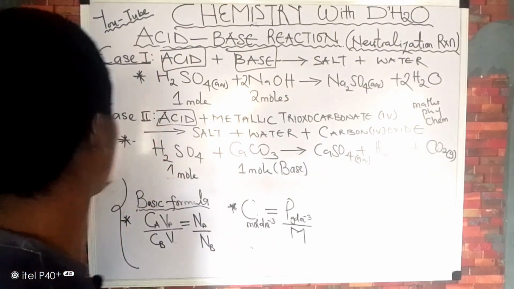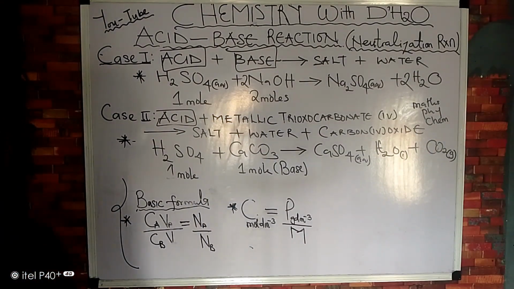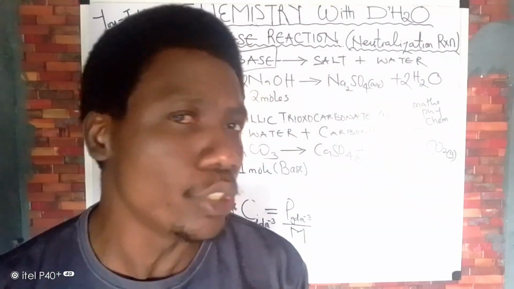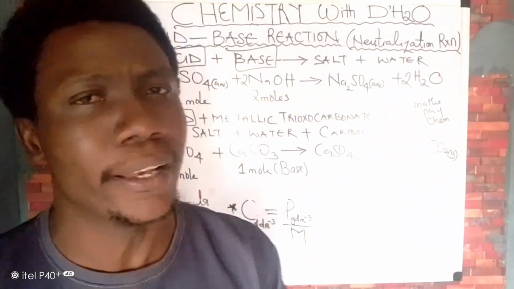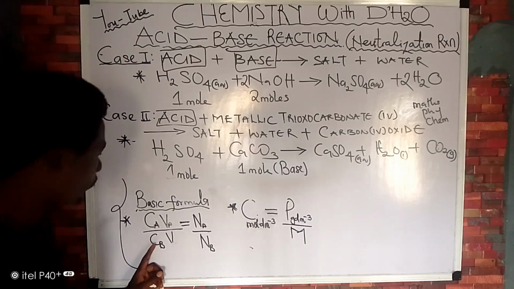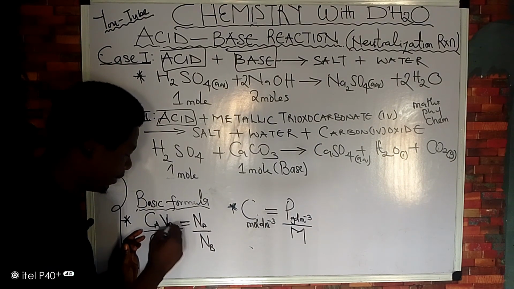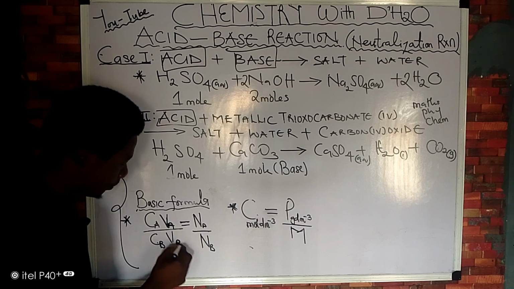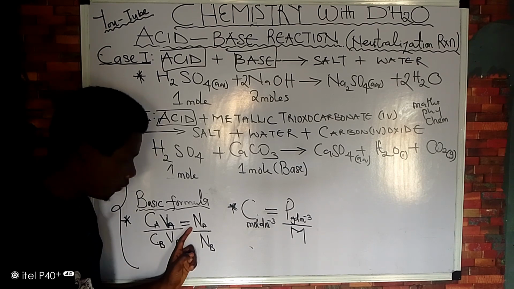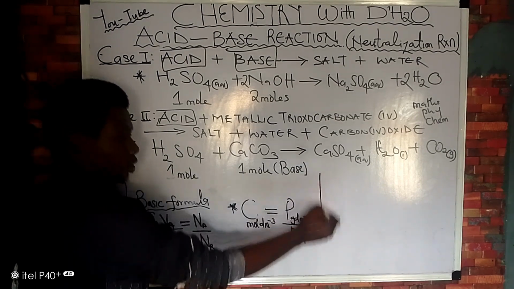Now, if you are solving problems involving acid-base reaction, there are some basic formulas that you need to memorize. What are the formulas? Look at the board. There is a formula here that says CaVa over CbVb is equal to Na over Nb.